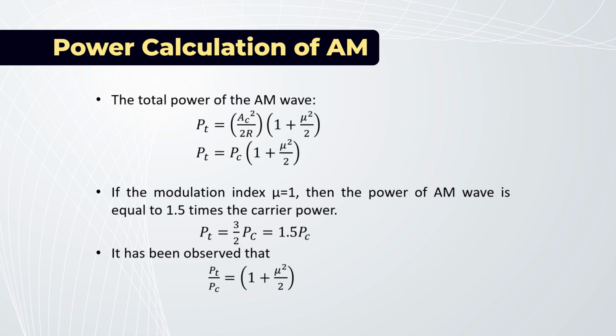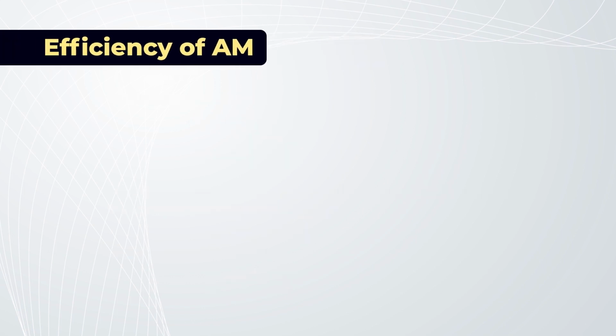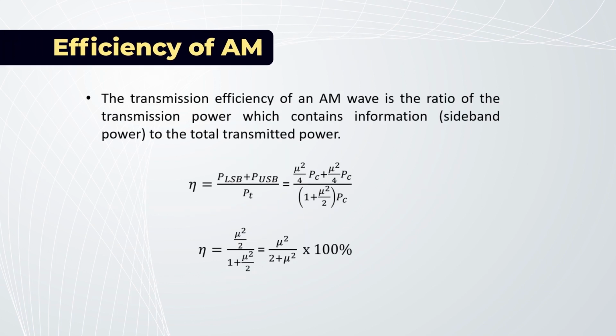Therefore, the total power will be 3 by 2 times of PC, that is carrier power, or it can also be written as 1.5 times of carrier power. It can be observed that the ratio of total power to the carrier power is PT upon PC, that is equal to 1 plus mu square upon 2.